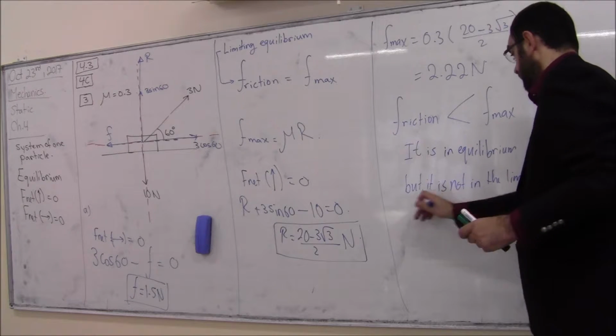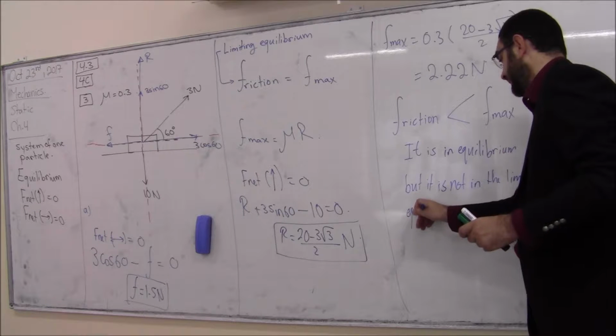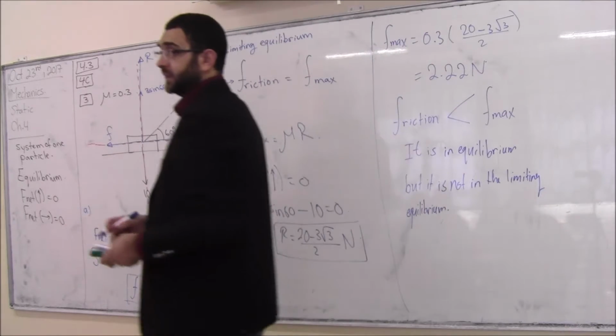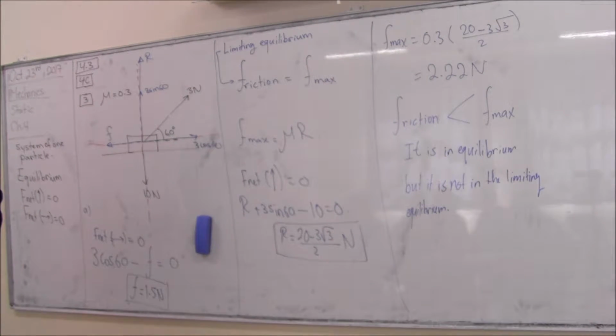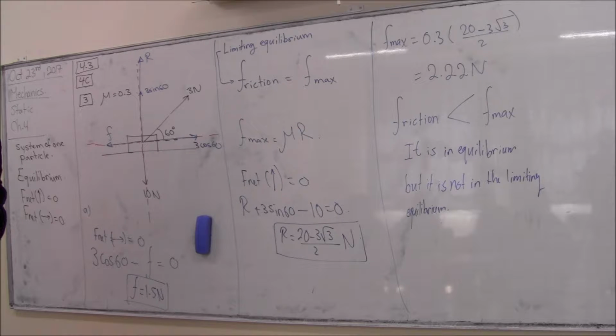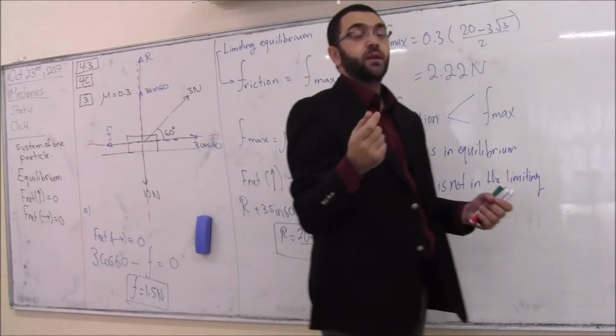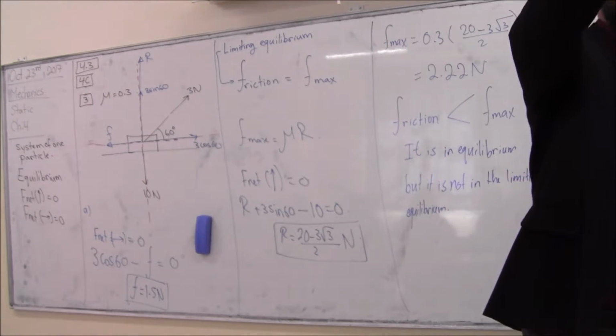What is the difference between equilibrium and limiting equilibrium? In normal equilibrium, friction is either equal to F max in the limiting case, or F is less than F max. In limiting equilibrium, the friction is at its maximum, and with any more force, the object is going to move. Yes, you are very close.